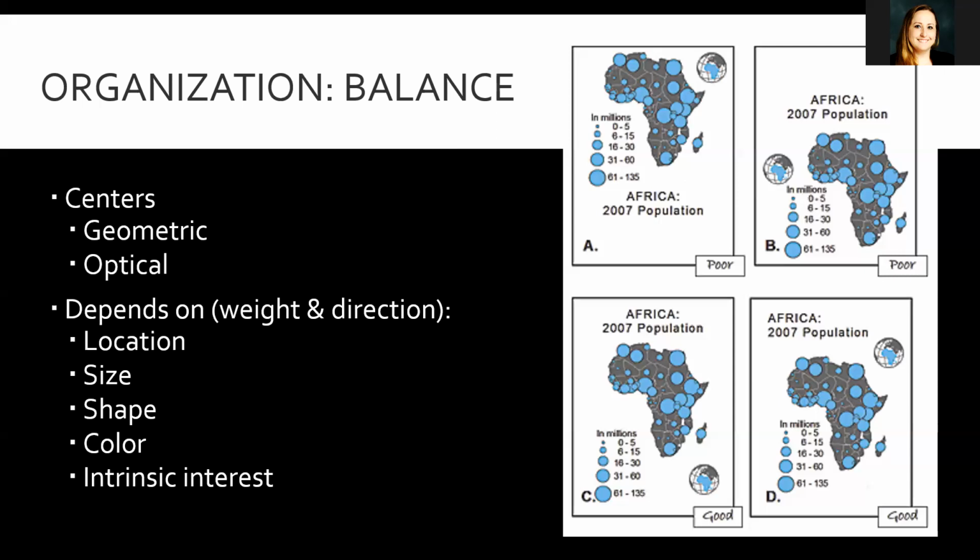So the location of an object affects the visual balance of a map in terms of weight and direction. The center of the map appears the lightest, and then it appears heavier the further it moves away from the center. The top of the map also appears heavier than the bottom half.